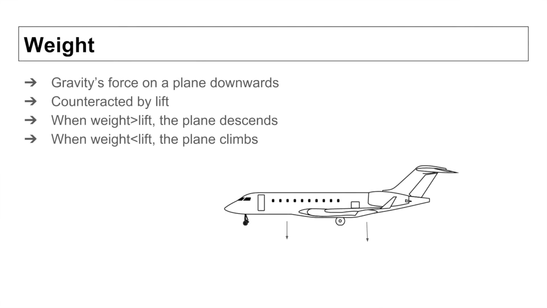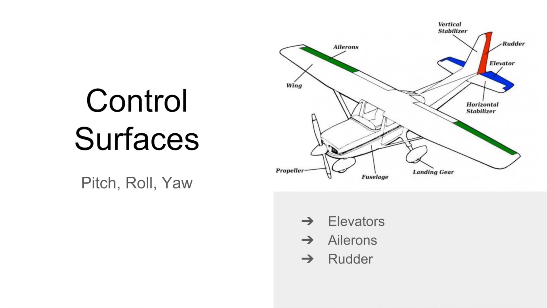Last force, weight. It's pretty simple. Gravity. Weight is counteracted by lift. If you have more lift than gravity, you're going up. If you have more gravity than lift, you start descending or going down. That's it for chapter 1, and here's chapter 2.